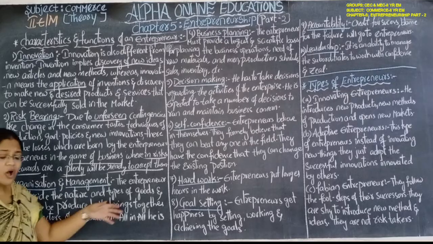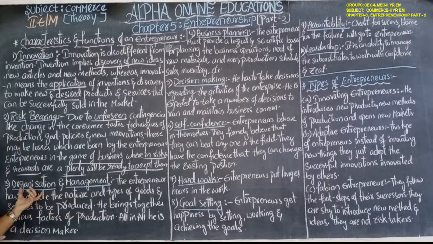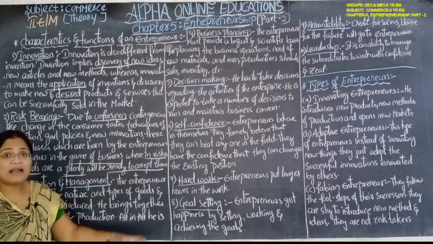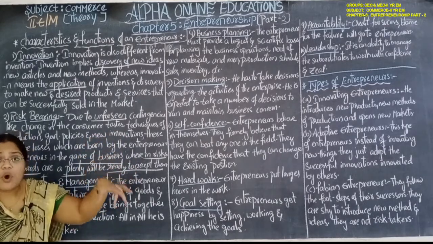The entrepreneur will bring all the factors of production organized. He organizes all the factors of production: land, labor, capital, organization, technology, whatever is required. All these things are brought by the entrepreneur, and he will manage it. He will prepare the plans. He will control unnecessary things. He will coordinate the subordinates.